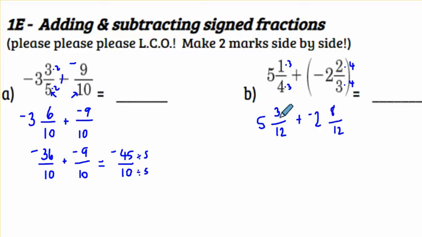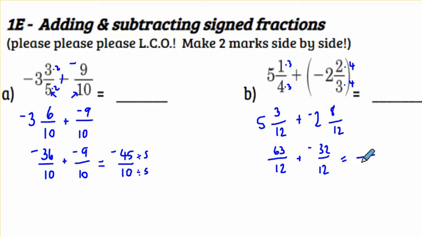5 times 12 is 60. This changes to 63/12. This one, 2 times 12 is 24, plus 8 is 32/12. And I have a plus and a negative. And now I'm ready to go. I don't have to worry about borrowing. I don't have to worry about reordering the numbers. I can just follow my rules.